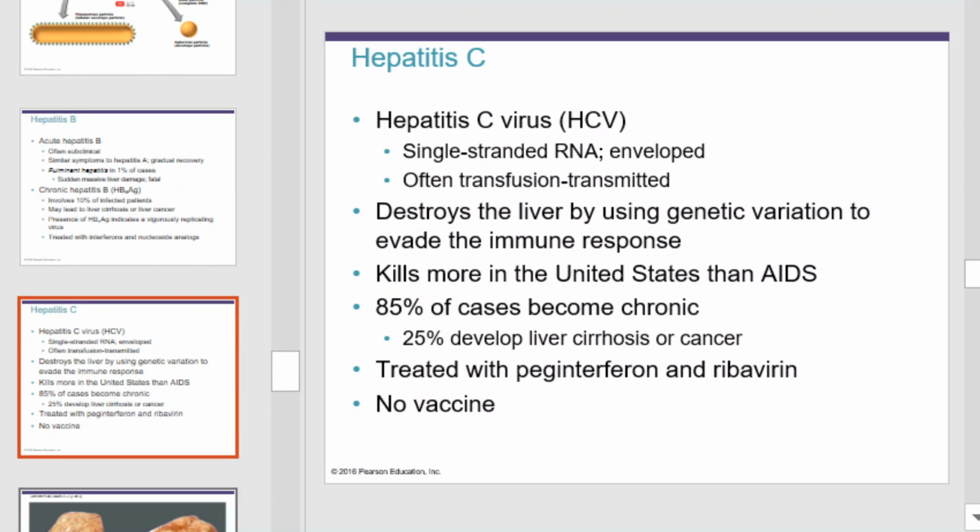Hepatitis C is a single-stranded RNA enveloped virus, often transmitted by blood. It destroys the liver by causing genetic variation to evade the immune system. It kills more in the United States than AIDS. 85% of cases become chronic, and 25% develop liver cirrhosis or cancer. It is treated with PEG interferon and ribavirin. There is no vaccine.